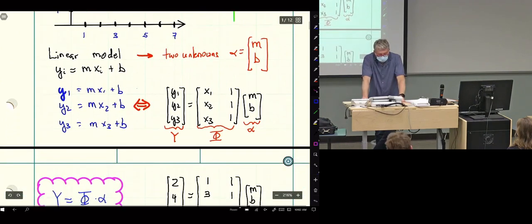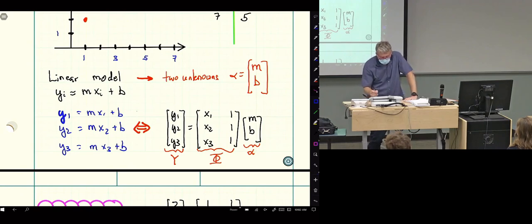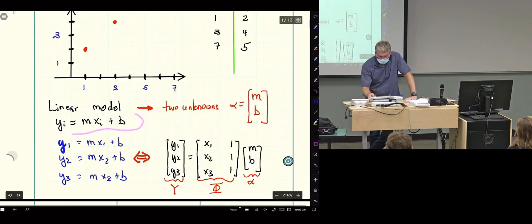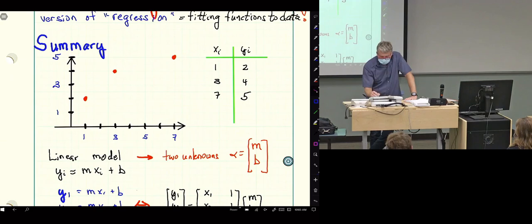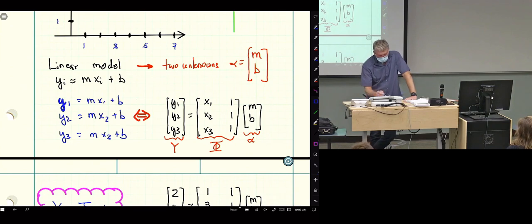So first, just setting up the model, and I maybe skipped a step, so I put them all in here now. We're going to write y_i is m x_i plus b, where the x's and y's, this is our first data point, second data point, third data point. So I just write down y1 is m x1 plus b, y2 is m x2 plus b, y3 is m x3 plus b, and I stack these up in a vector.